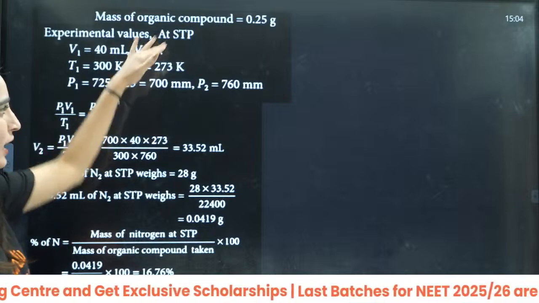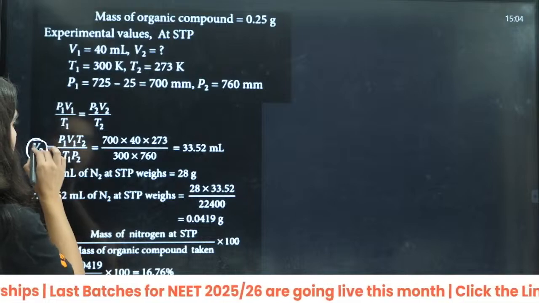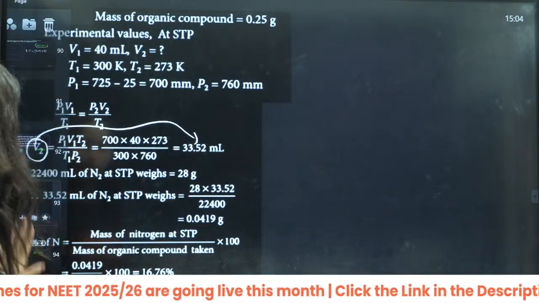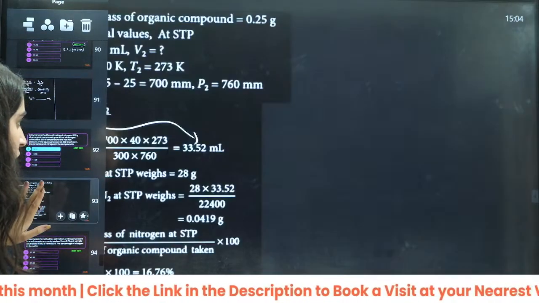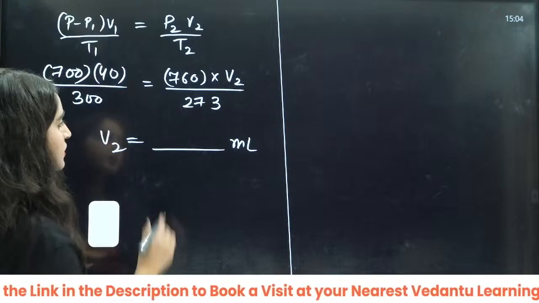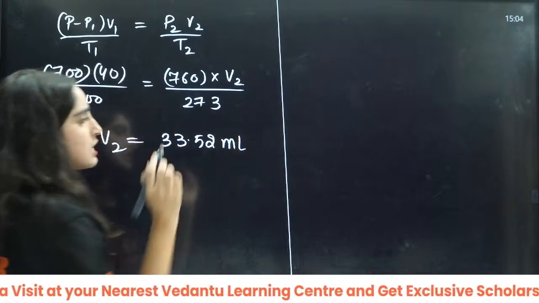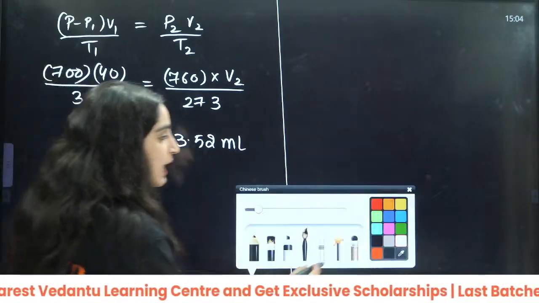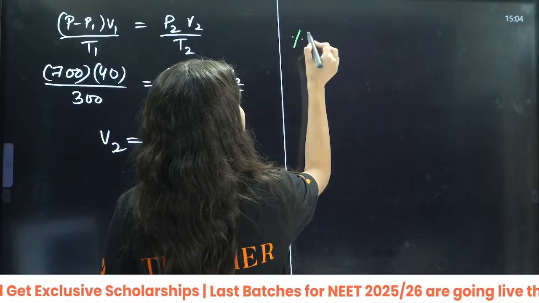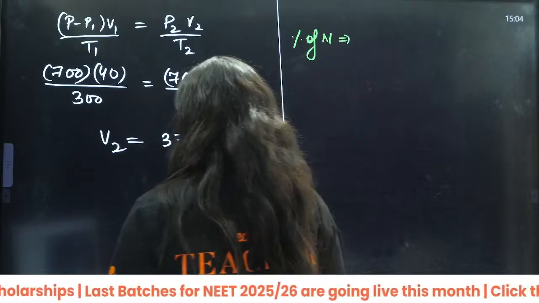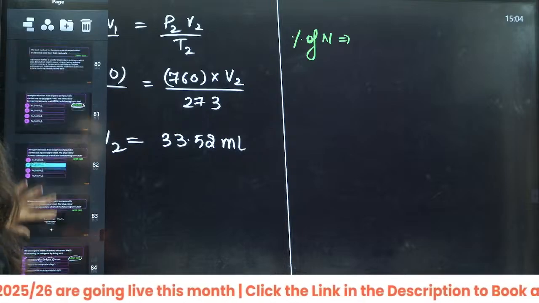V2, beta, don't look at this one, you will get confused. V2 is coming out to be 33.52 milliliters. Beta, do the calculation yourself. Now, I told you when you have calculated V2, then just apply the formula that percentage of N will be equal to which thing. What was the formula here? This formula I told you, no? Where is that formula?